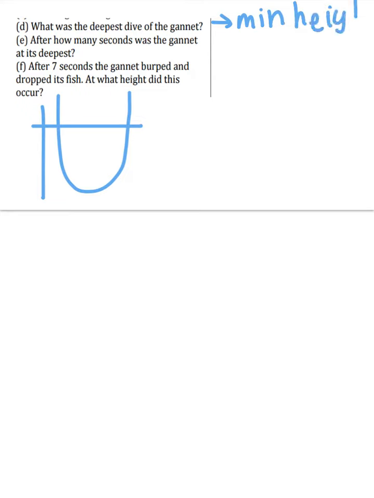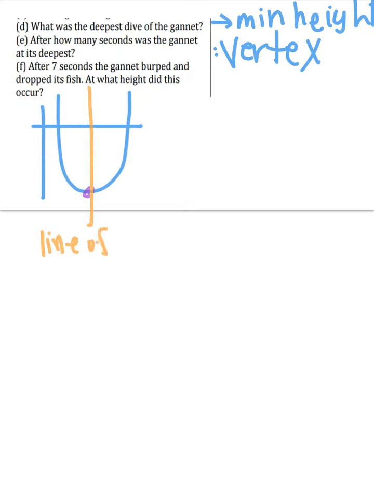Well, we know that we can find the minimum or the maximum point of a parabola, and it's called what? Vertex. So we are looking for the vertex point, which is located here. And cool thing about parabola, the vertex lies on the line of symmetry. So this is the line of symmetry. And then hopefully you remember the equation. It's x equals negative b over 2a.